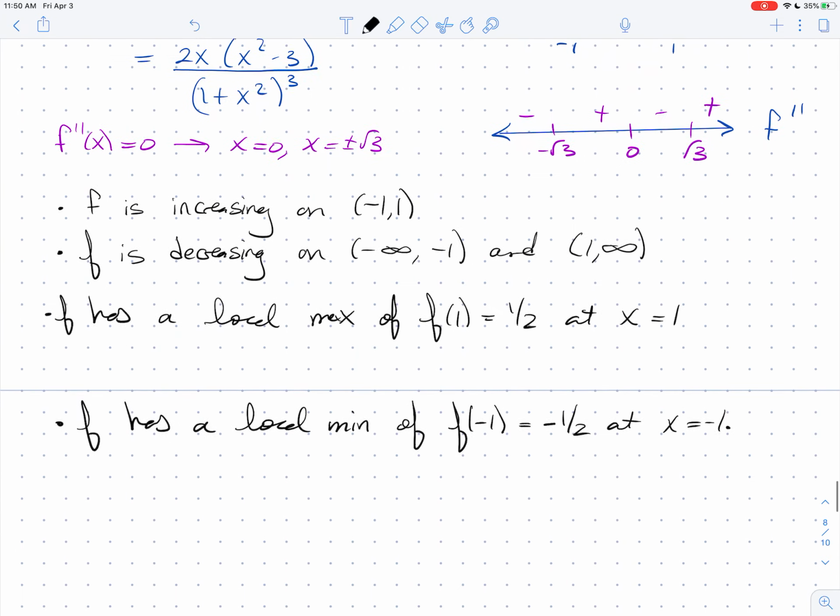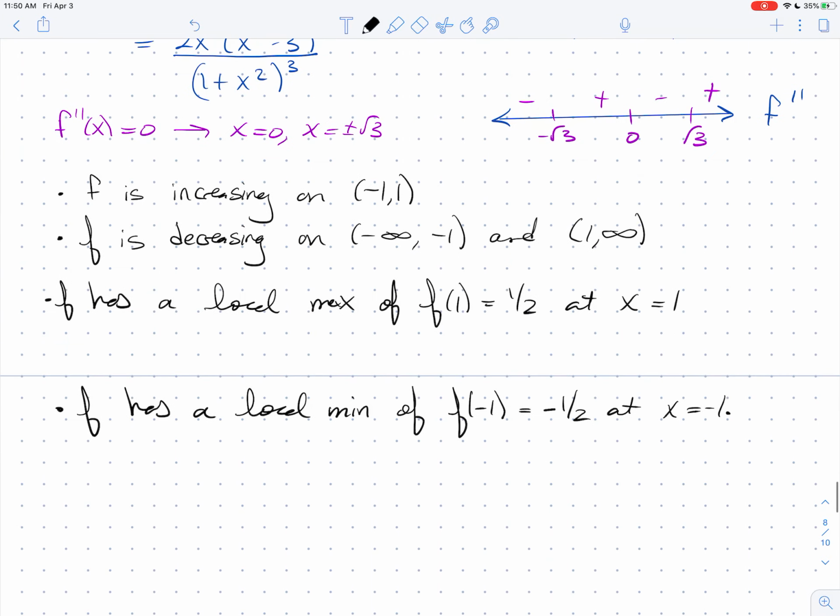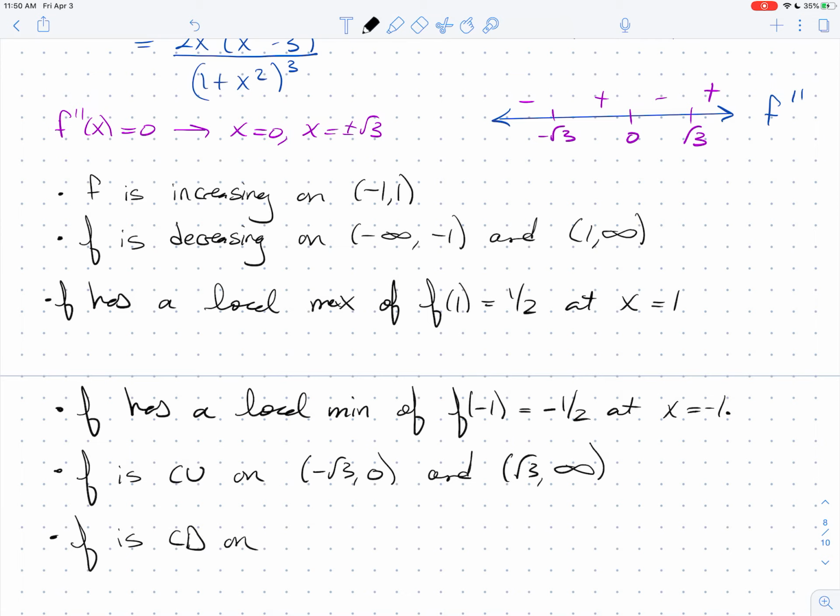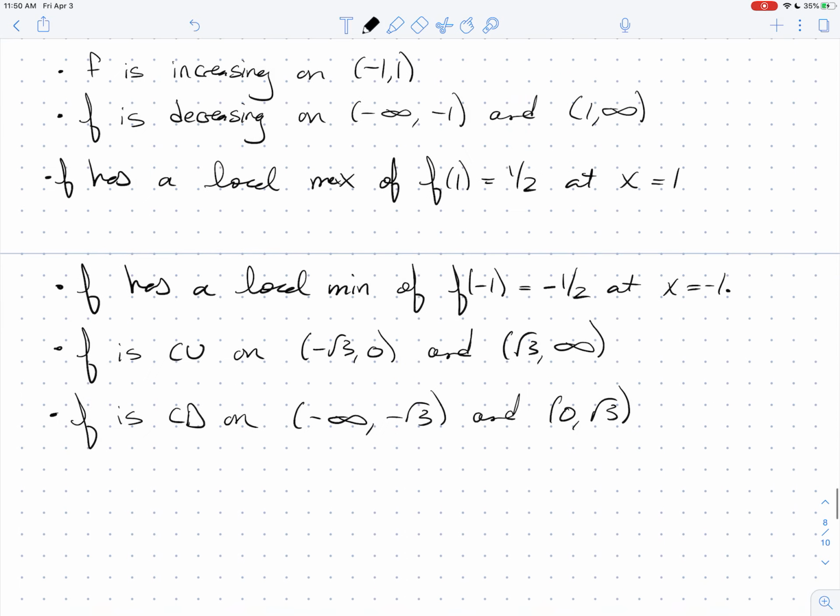Now I'm going to go to the second derivative, and I'm going to say, well, okay, from the second derivative, I can see f is concave up on the intervals minus root 3 to 0, and then the interval root 3 to infinity. I can see that f is concave down. I'm just reading off of here, right? Concave up here and here, concave down there and there. So f is concave down on minus infinity to minus root 3, and then also 0 to root 3.